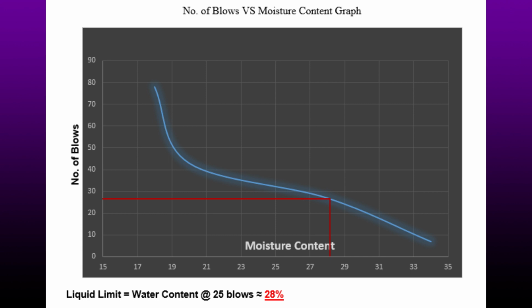So this is the graph of our experiment. This is the number of blows versus the moisture content graph. As you can see, it is an exponentially decreasing graph, which means that if the moisture content is lower, it has a higher number of blows, and if it has a higher moisture content, it has a lower number of blows. And the liquid limit of the soil is the water content at 25 blows, which means that the liquid limit of this soil sample is 28%. This was highlighted in the red vertical and horizontal line of the graph.